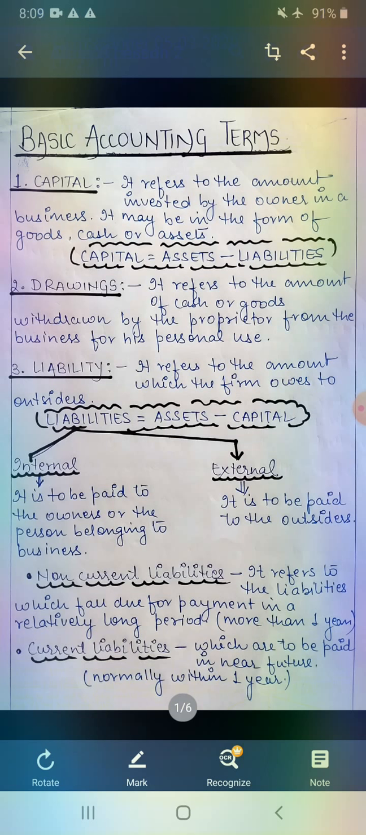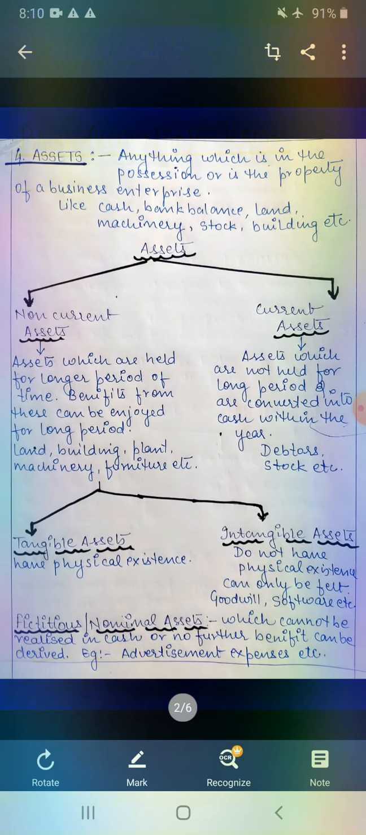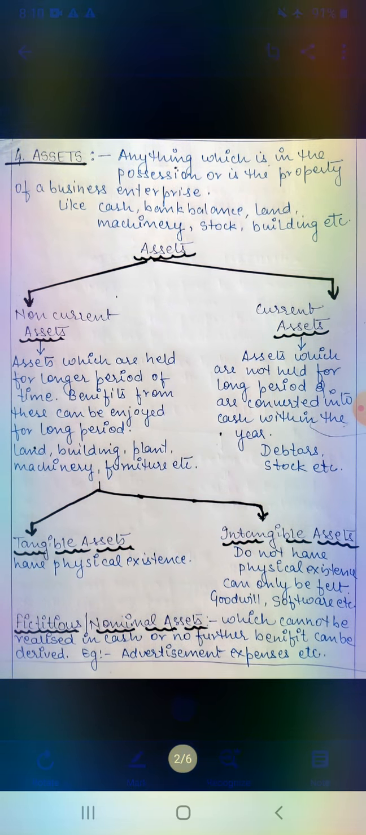So now we have studied the meaning of capital, drawings, liability, and we have also studied the types of liability. Now moving ahead, the next term is assets. Assets means anything which is in the possession or is the property of the business is known as an asset.